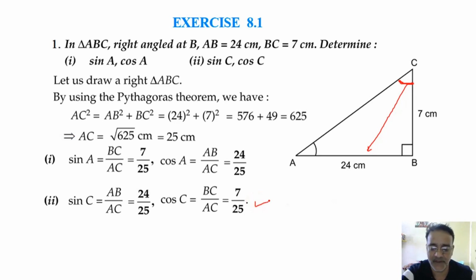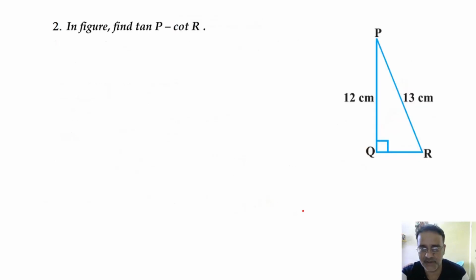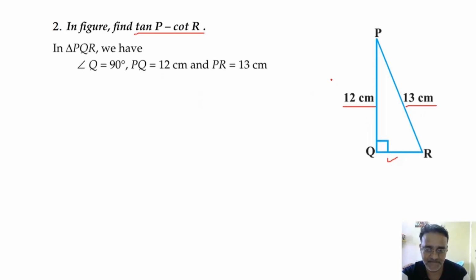No, sir. Okay. So we'll see the second question also. Second question also based on the same. But here we have to find the value of expression. This is another type of question. So PQ is given 12 and PR is given 13. We need to find QR. How will you find QR? By Pythagoras theorem. So in triangle PQR, angle Q is 90 degree, PQ is 12 centimeter and PR 13 centimeter. That we'll write first.